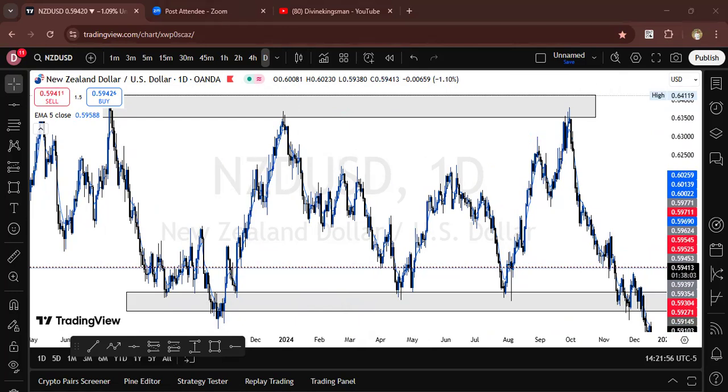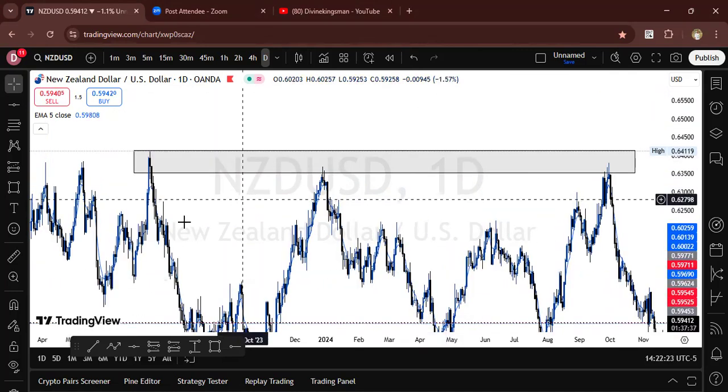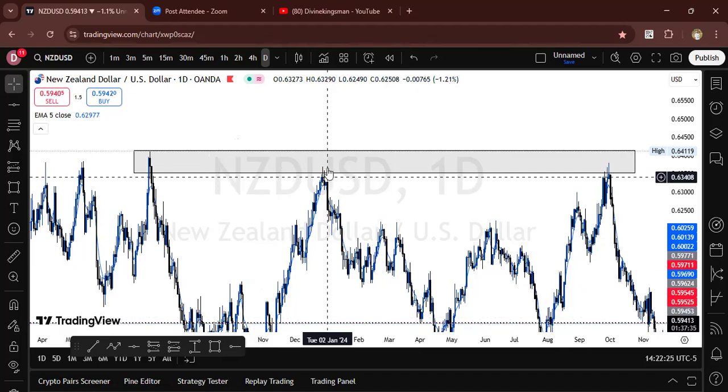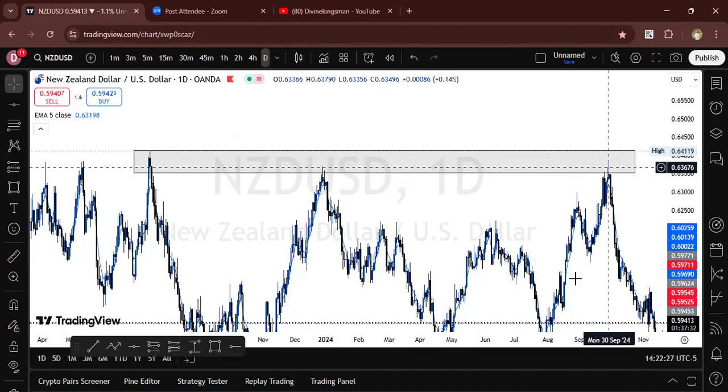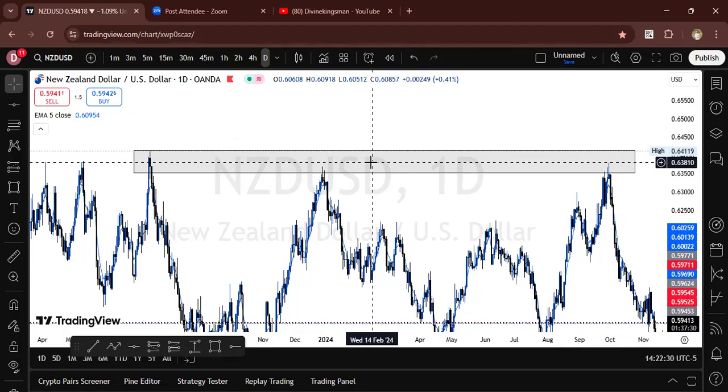So I've marked out my support and my resistance. At this resistance level, whenever price gets there, it always gets rejected and heads back down. This is telling you that this is a strong resistance area, because whenever price comes here, it rejects back down. Price comes here, rejects back down. So this is a very strong resistance level.